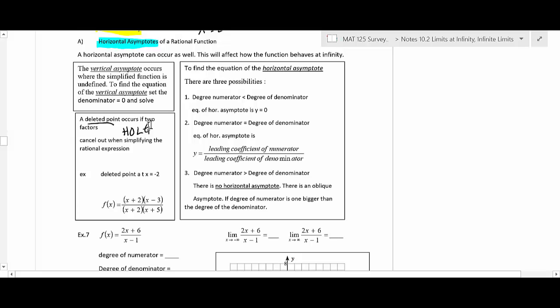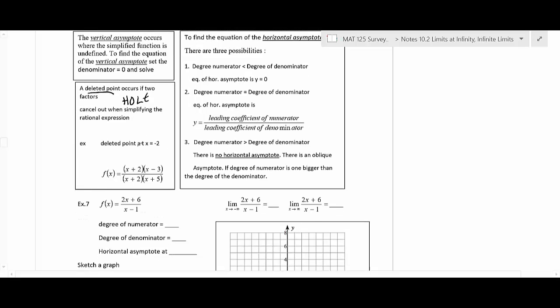And like this example down here that I had, the one that cancels is the hole. So you would say you have a hole at x equals -2. The one that's left over is the vertical asymptote. So you'd have a vertical asymptote at x equals -5. Okay, everybody with me on that? Whatever cancels is a hole in the graph. The one that isn't is the vertical asymptote.